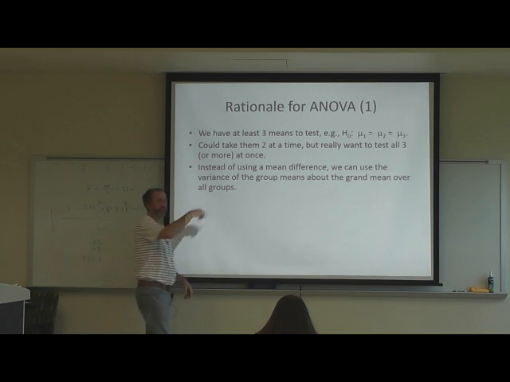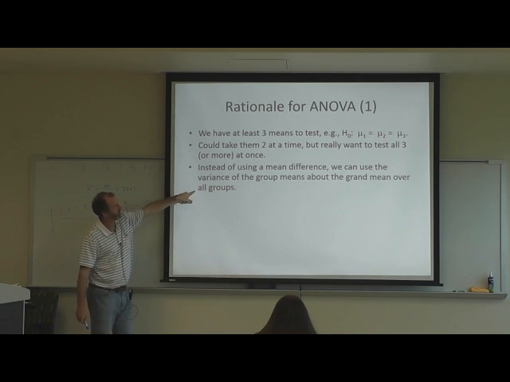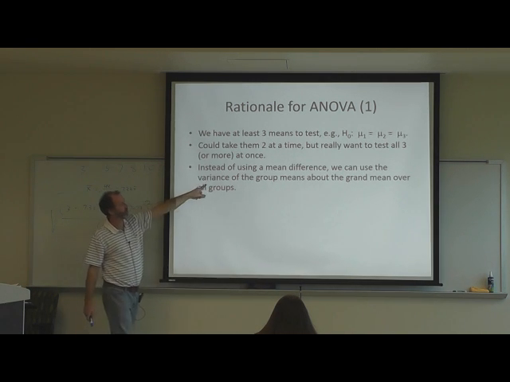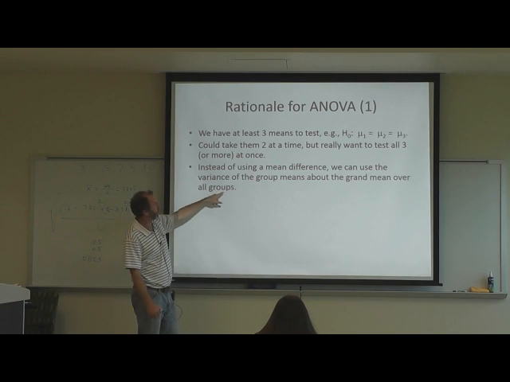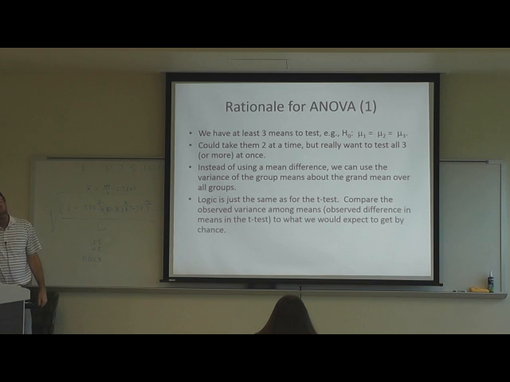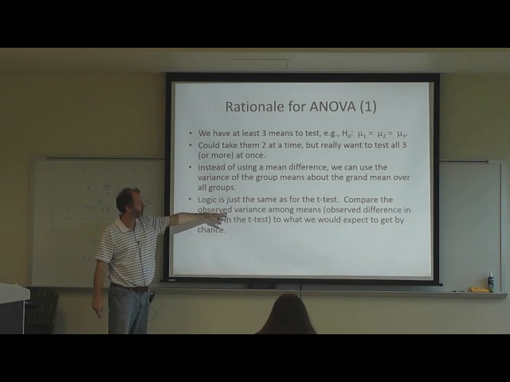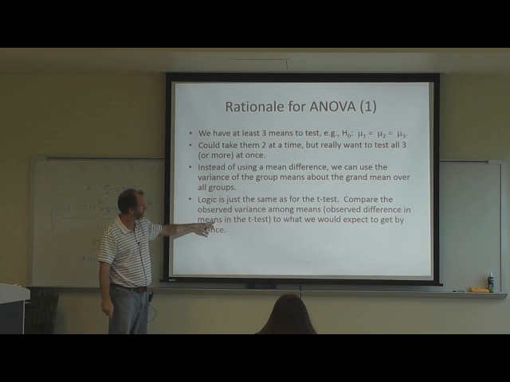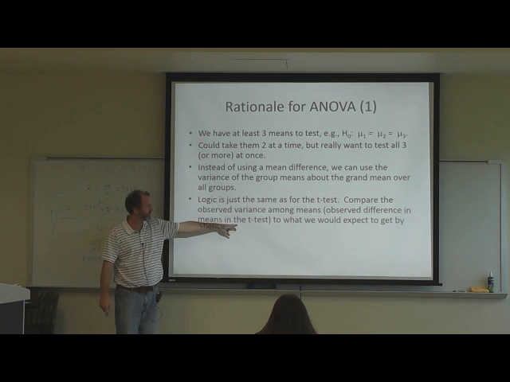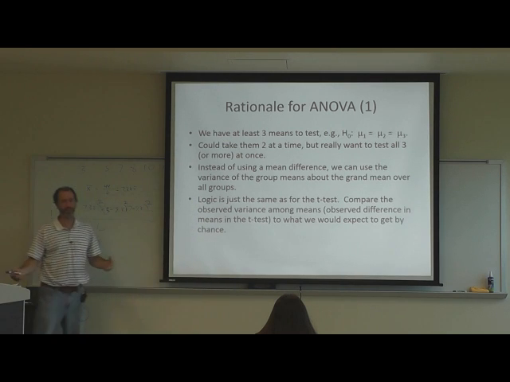So you look at the group means and take the variance between those means, right? And you take the variance of the group means about a grand mean over all the groups. And the logic is basically the same as for the t-test. You compare the observed variance among means, like the observed difference in the means in the t-test, to what you would expect to get by chance.